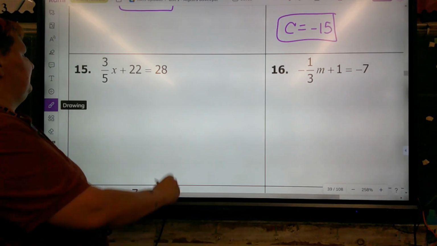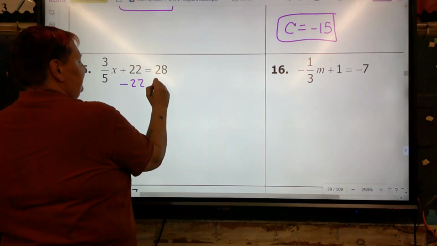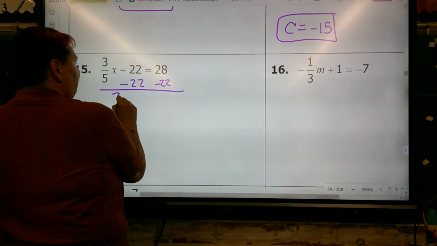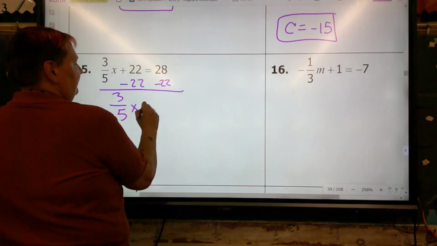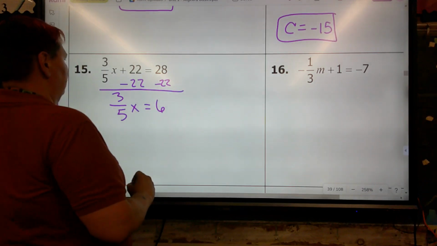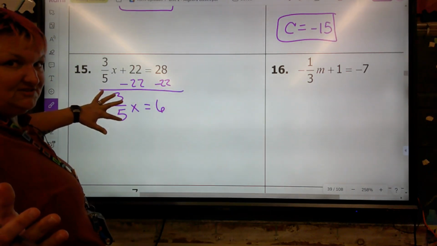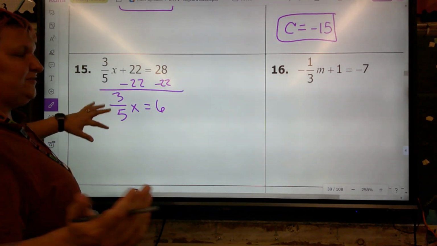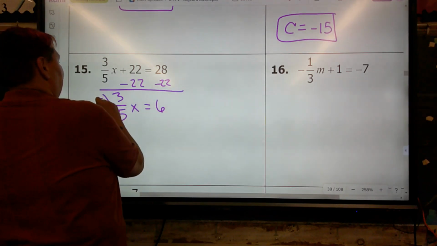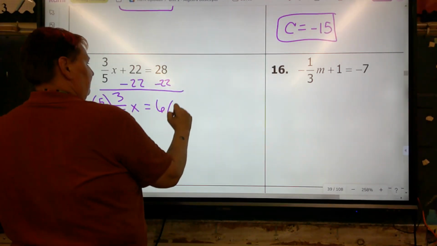All right, again, get rid of the constant, 3/5 x, then get rid of the coefficient, which in this case is a fraction. Do you remember how we get rid of fractions? Flip and multiply.